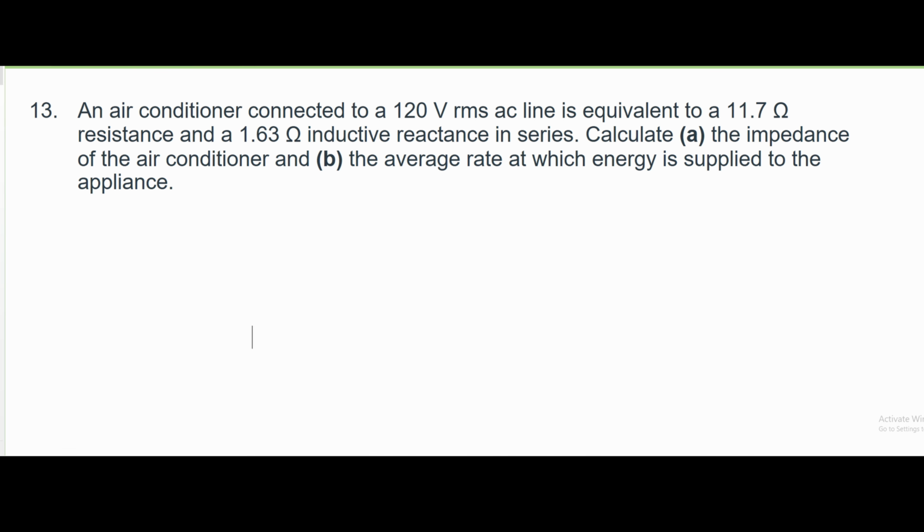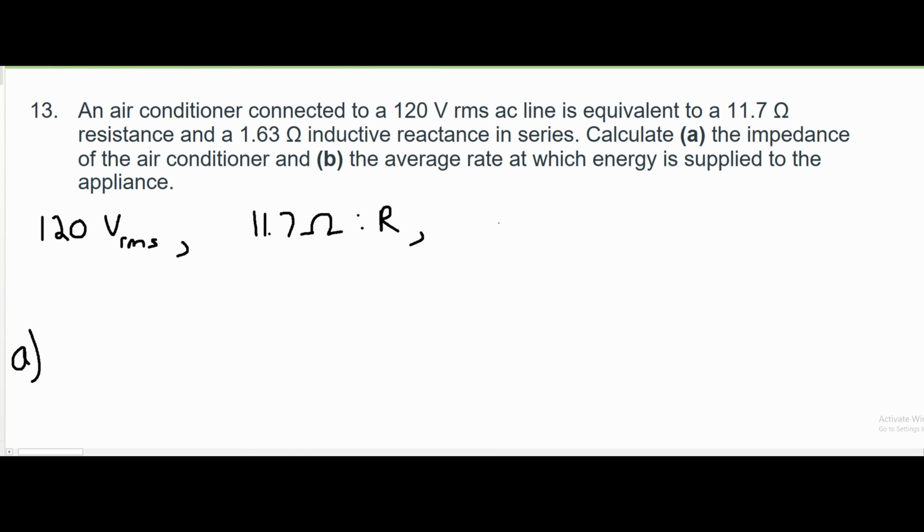First, we're going to look at A. And before we start working on the problem, we are going to write down everything that we were given. Our given is that we have a 120 volt RMS AC, which is equivalent to 11.7 ohms of resistance, and we have a 1.63 ohm inductive reactance.